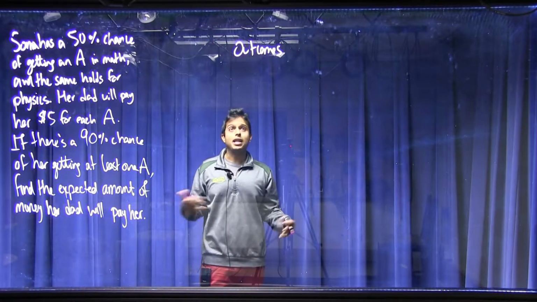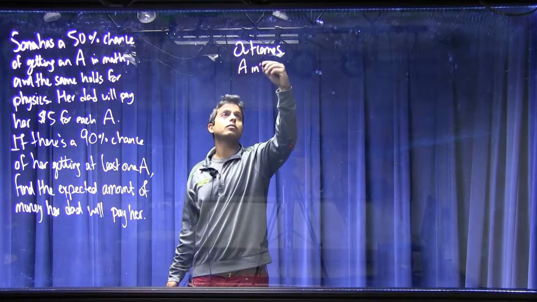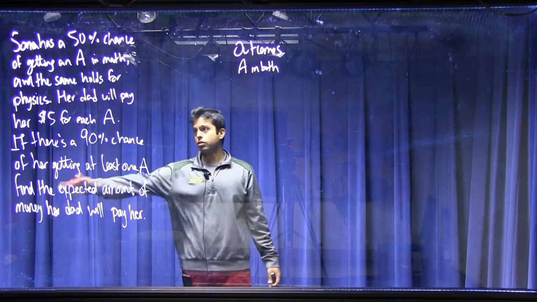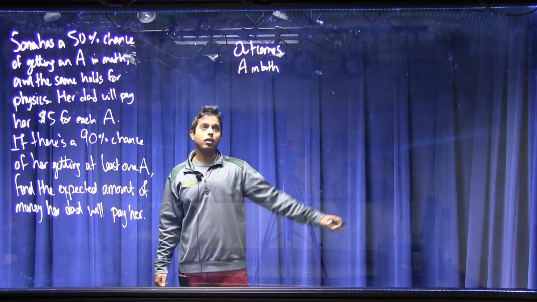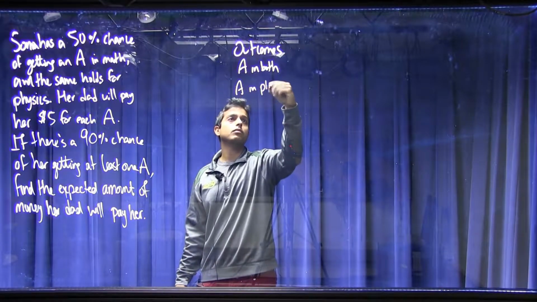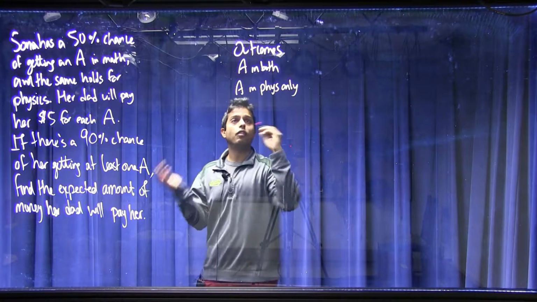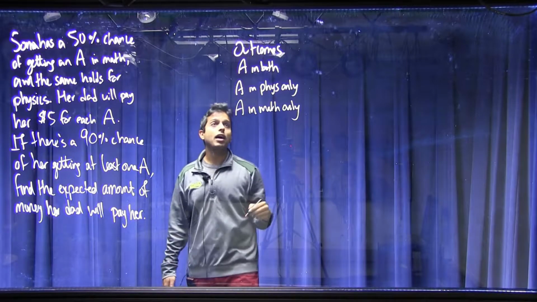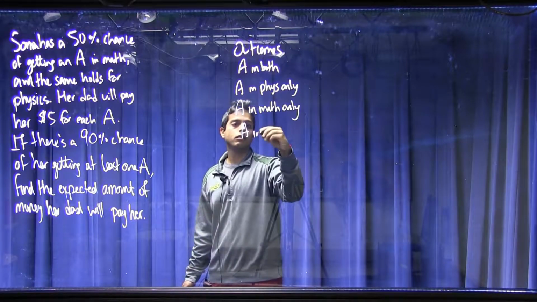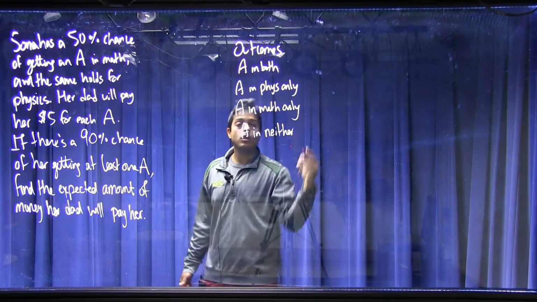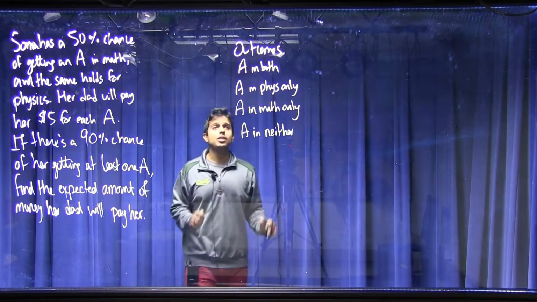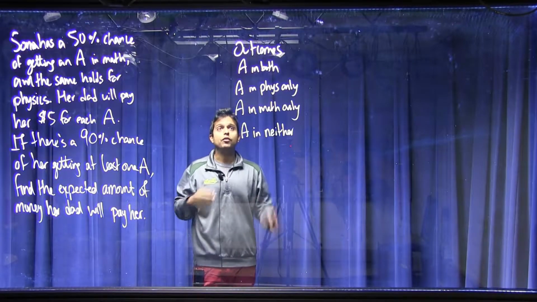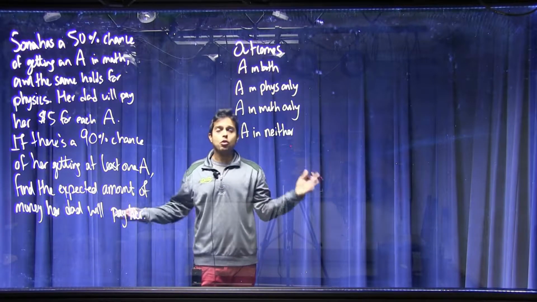So the outcomes are, she could get an A in both. Another outcome is that she could get an A in just physics and not an A in math. Or vice versa. And finally, she could get an A in neither. So those are our 4 possible outcomes. Now, if you wanted to combine these two, because in those 2 cases she gets $5, that would be fine if you wanted to make those one outcome. But I made them 2 and we'll go with it.